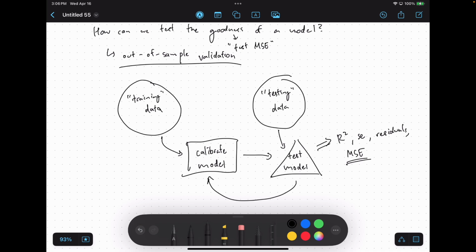And it's all about how well our model holds up when predicting against new sets of data. Okay.